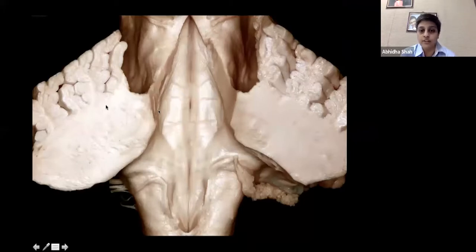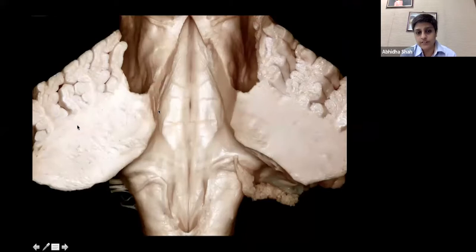Now looking at the floor of the fourth ventricle. The anatomy of the floor of the fourth ventricle is very important for all of you. And it is also important for all of us as surgeons because we encounter it very frequently when we are operating on fourth ventricular tumors, especially.